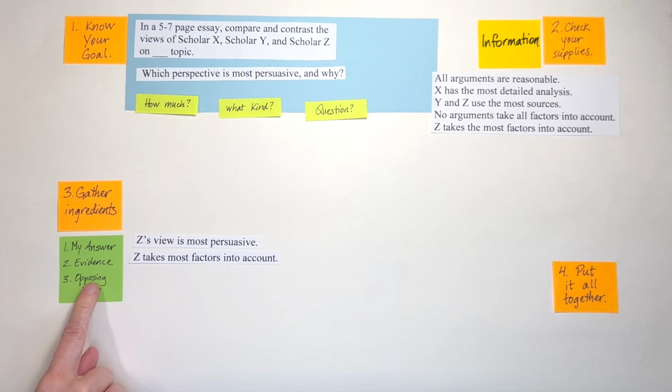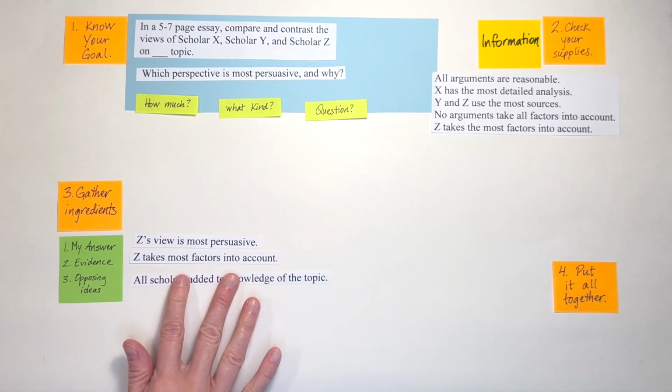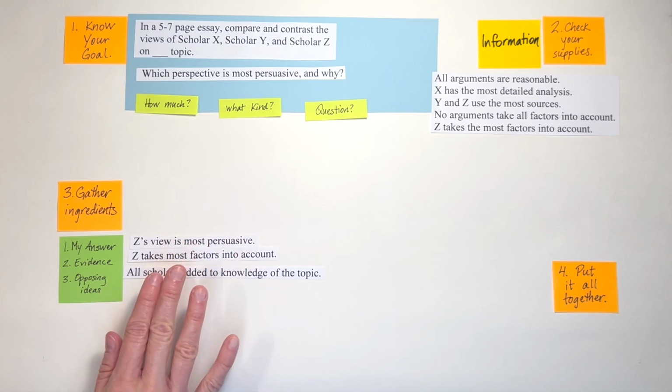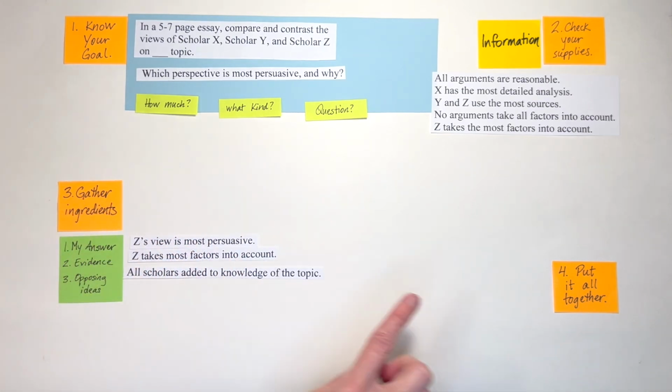And then third, are there any opposing ideas? Well, yes, because I know that all three scholars have added to our knowledge of this topic. All three had reasonable arguments. Maybe somebody else might argue they all have pluses and minuses, but none of them are really that outstanding. So somebody else might have a different view, but I have this view about Z. All right, so we're ready to move on to step 4.